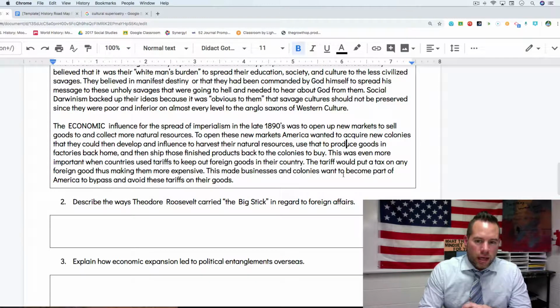the colonies to buy. This was even more important when countries used tariffs to keep out foreign goods in their country. The tariff would put a tax on any foreign good, thus making them more expensive. This made businesses and colonies want to become part of America to bypass and avoid these tariffs on their goods, which is why Hawaii is now one of the states in America.